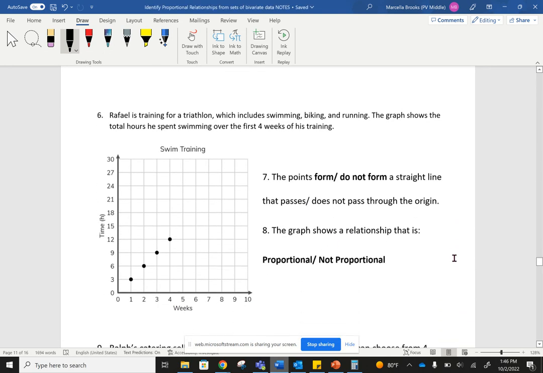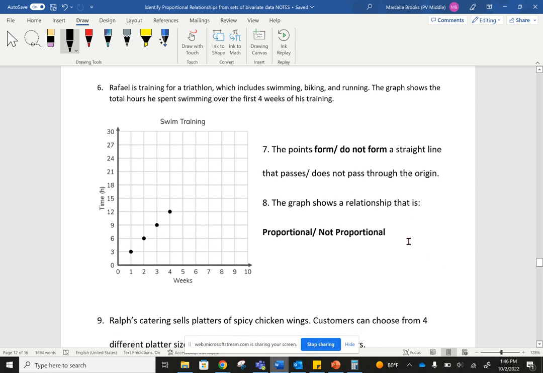Number 6, Raphael is training for a triathlon, which includes swimming, biking, and running. The graph shows the total hours he spent swimming over the first 4 weeks of his training. So number 7, the points form or do not form a straight line that passes or does not pass through the origin. That has 2 parts, so you're going to have 2 circles here.